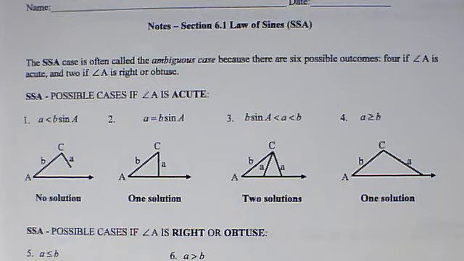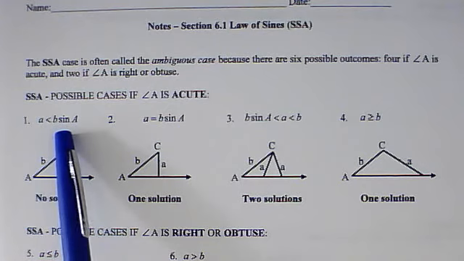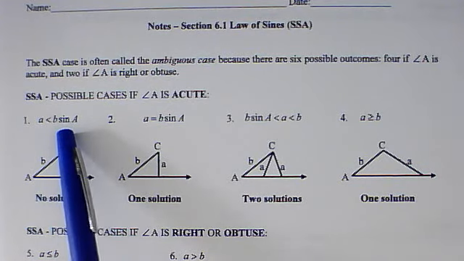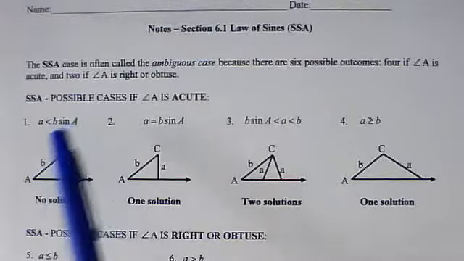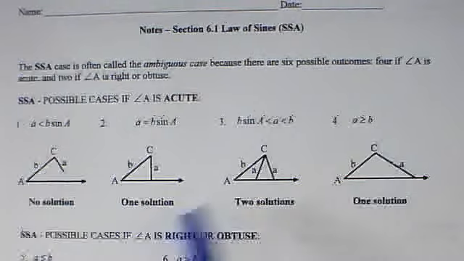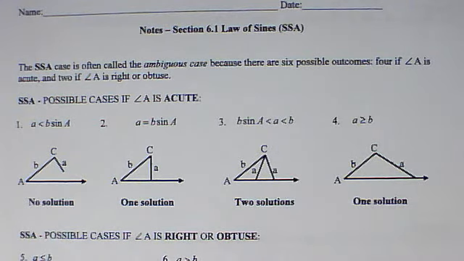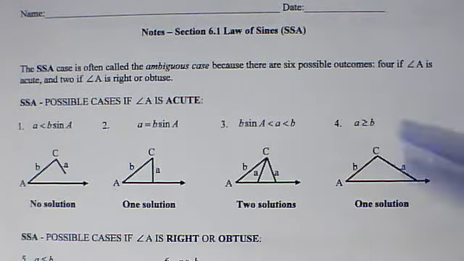There are 4 outcomes if angle A, the angle that you're given, is acute, and 2 outcomes if the angle is right or obtuse. So the first 4 are listed here. In some of these you'll notice that we have b sine A, the second side times the sine of the first angle. If that is larger than a, then there's no solution. If that is equal to a, there's one solution. If it's smaller than a and b is bigger than a, then there are 2 solutions. And if a is greater than b, there is also one solution.